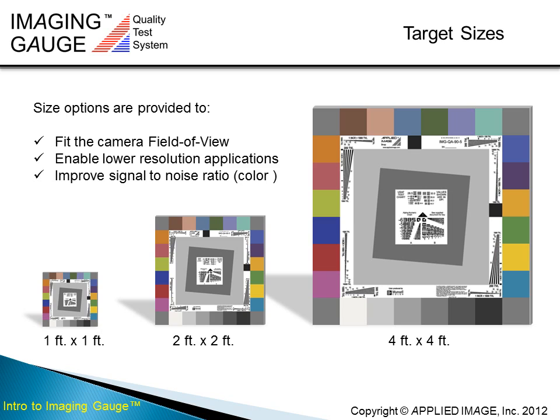We provide the imaging gauge targets in 3 sizes: a 1 foot by 1 foot, 2 foot by 2 foot, and a 4 foot by 4 foot target. We do that in order to maximize the size of the target inside the field of view of the camera. The larger targets enable low resolution applications and improve the signal to noise ratio for color.